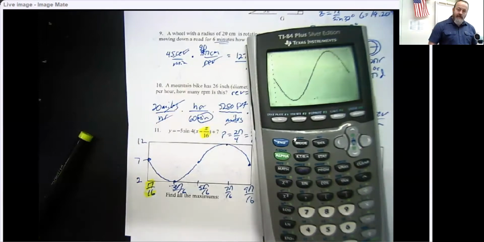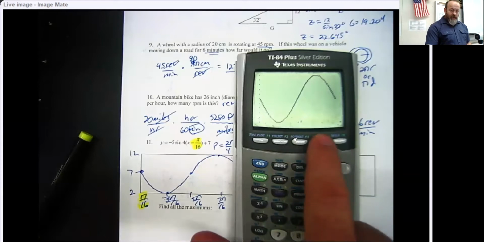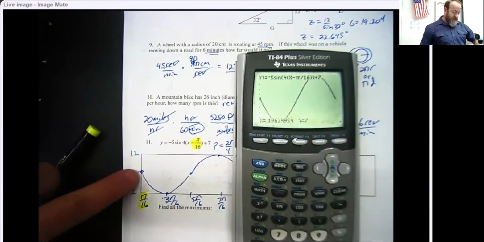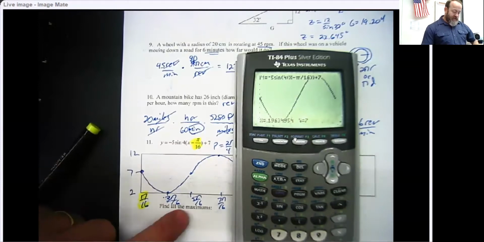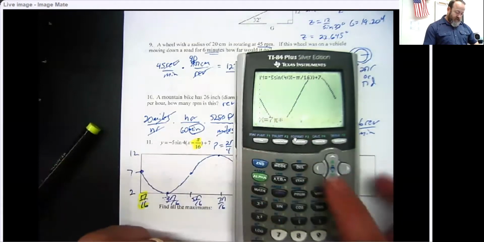But there's a couple other things that I could do to confirm that answer. Because that didn't take me very long. But I really like this trace button right here. And if you hit trace, it kind of doesn't seem like it'll do it, but it actually has buried in it the ability to ask for questions. Like I could ask the calculator right now, just type pi over 16. And what my calculator is going to do is it's going to go find the value of that graph at pi over 16. And notice it says it's at 7, which matches my curve. Or I could ask, say, 7 pi over 16.